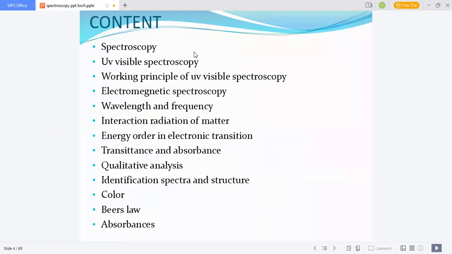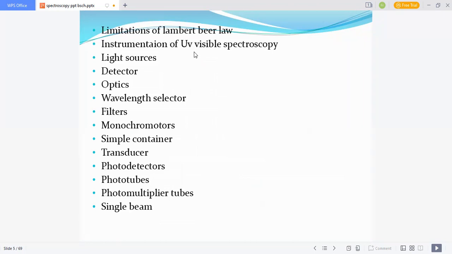Next one, content. Spectroscopy, UV visible spectroscopy, working principle of UV visible spectroscopy, electromagnetic spectrum, wavelength and frequency, interaction of radiation and matter, energy order in electronic transition, transmittance and absorbance, qualitative analysis, identification, spectra and structure, colors, Beer's law, absorption, limitation of Lambert-Beer law, instrumentation of UV visible spectroscopy, light source, detector, optics, wavelength selector, filters, monochromator, sample container, transducer, photodetectors, phototubes, photomultiplier tubes, single beam, and applications.